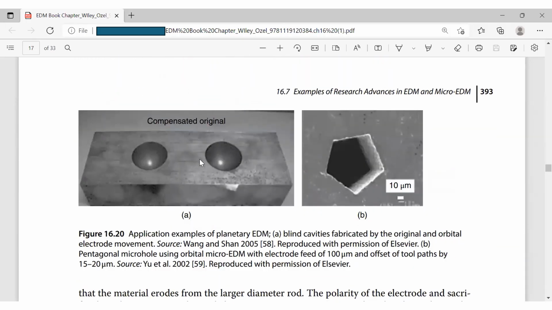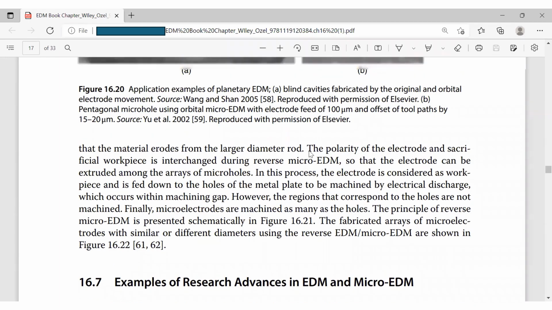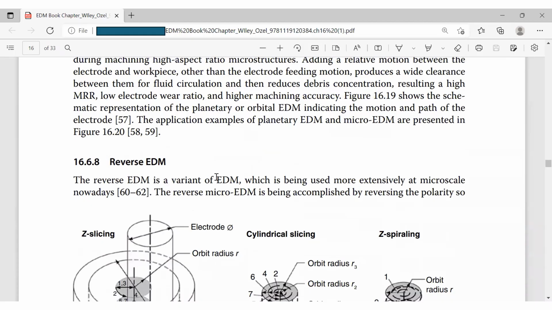So here is an application example of planetary EDM. This is the hole. It's very, very good. And then we talk about the last one, the reverse EDM.